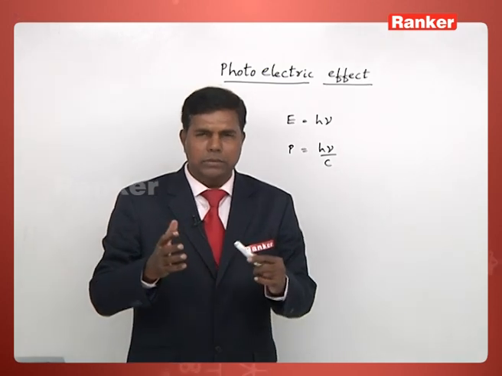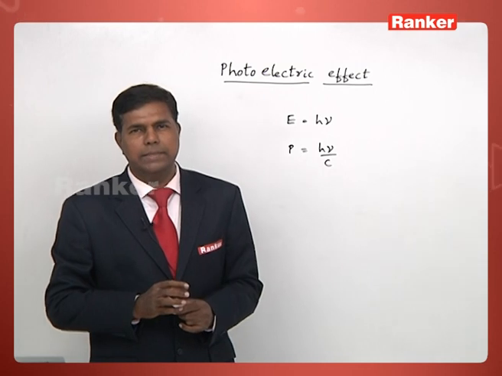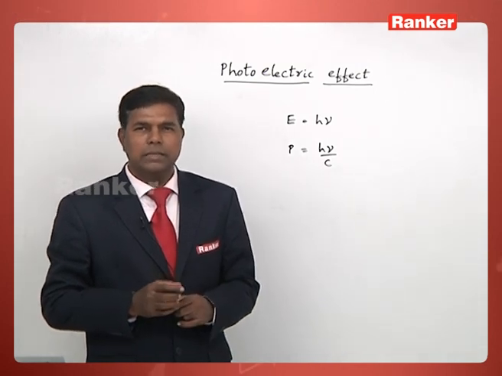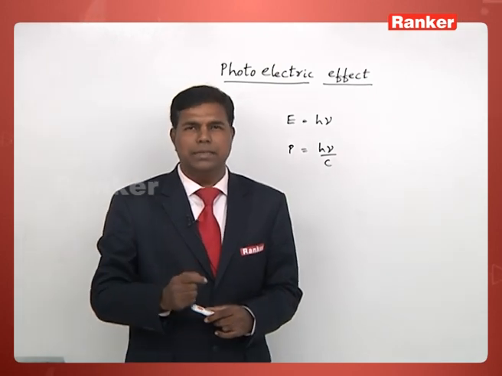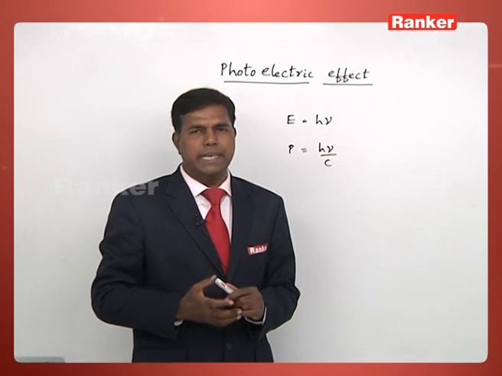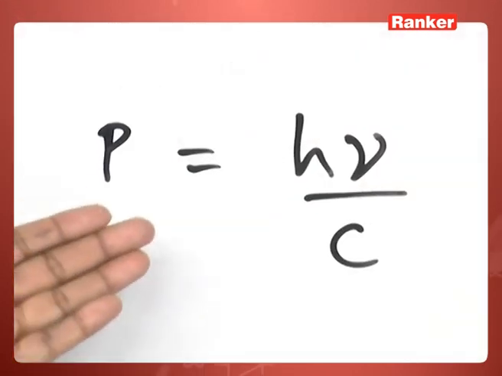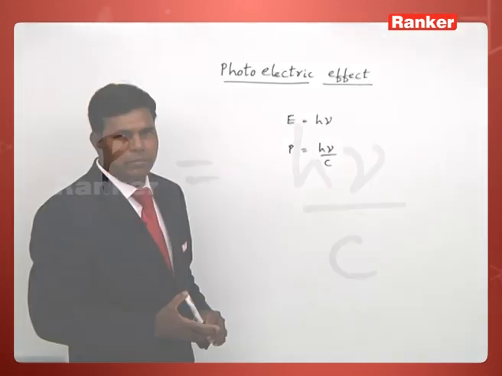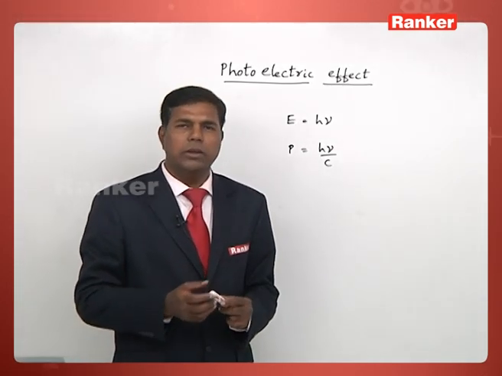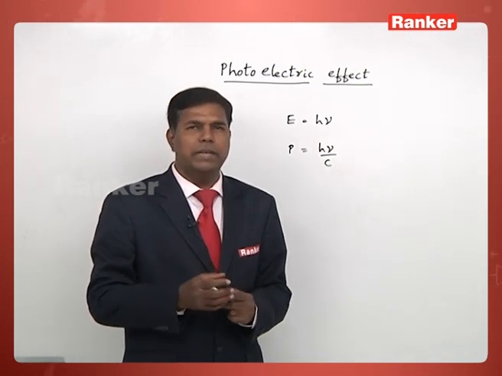In fact, the photoelectric effect is nothing but a collision between two particles, the photon of the incident radiation and the electron inside the metal. That is a collision between two particles. So, these photons have energy equal to h nu and momentum equal to h nu by c. The photons are basically electrically neutral. They cannot be deflected by either magnetic fields or electric fields.